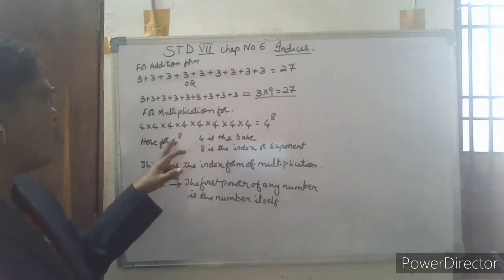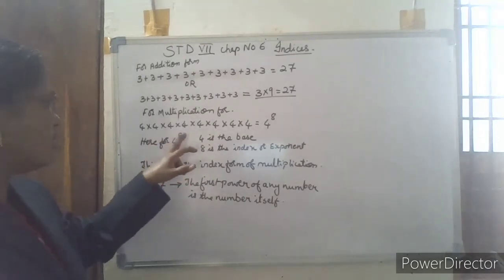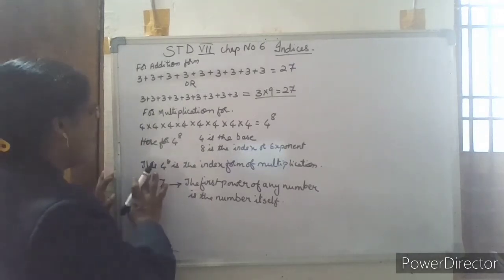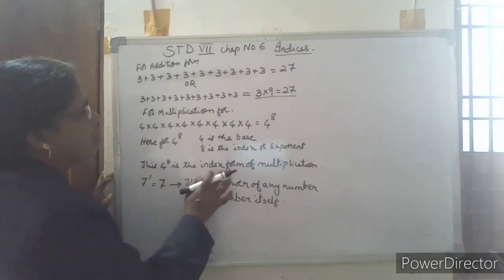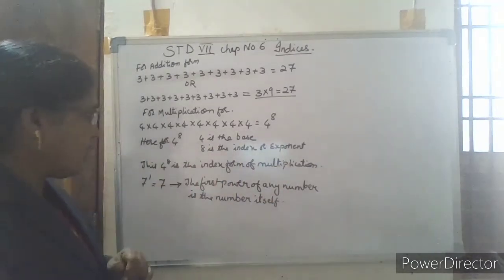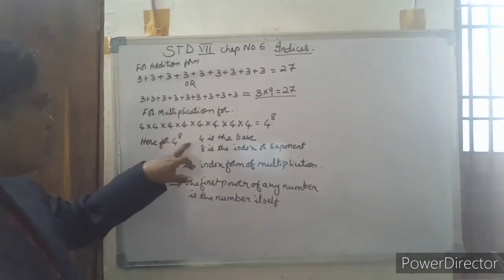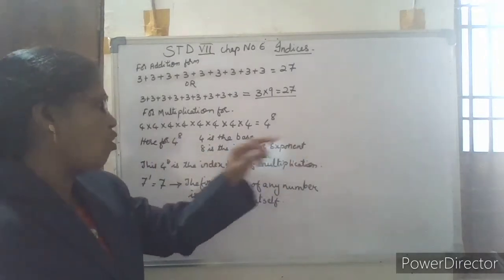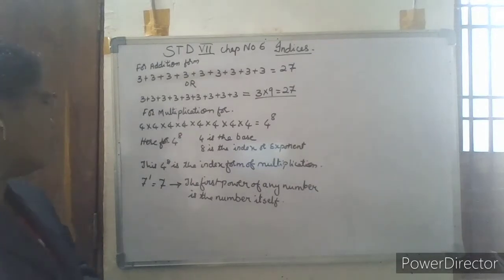Here in 4 to the power of 8, this 8 is called the index number. This 4 raised to 8 is the index form of multiplication. It is the index form of multiplication. Now 4 here is the base and 8 is the index, or it is also called the exponent.